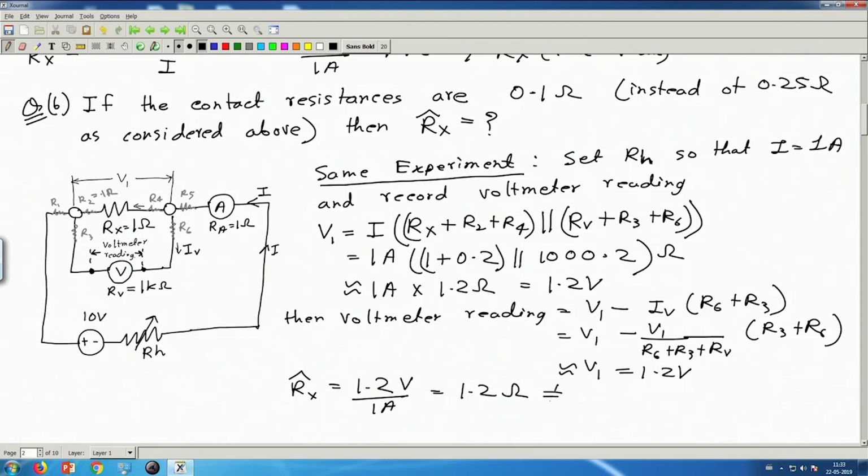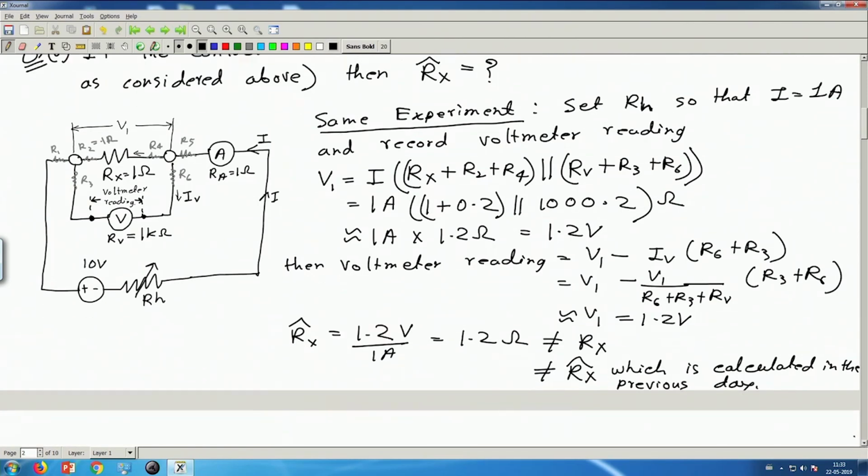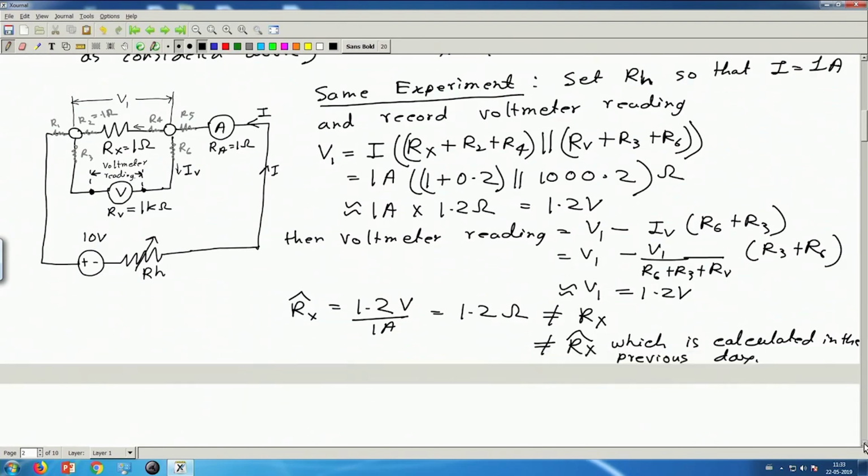So this is once again not the same as the Rx true value, and it is also not the same as the Rx hat which was calculated in the previous day. So we see that this experiment is not reliable, because every day it can give a different result.